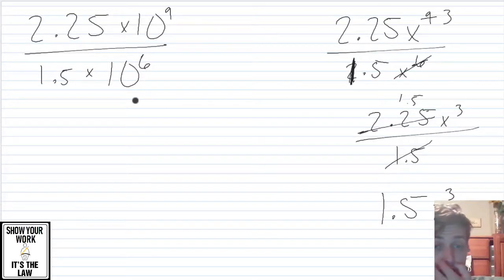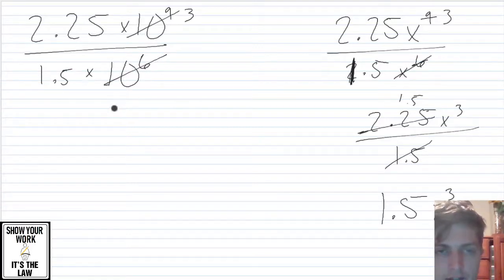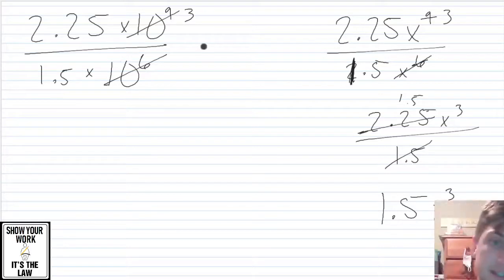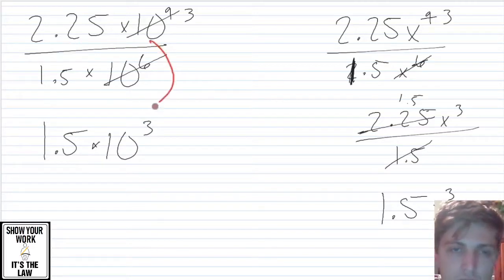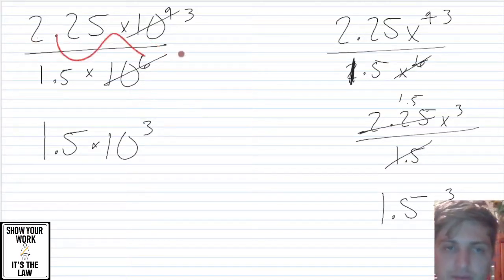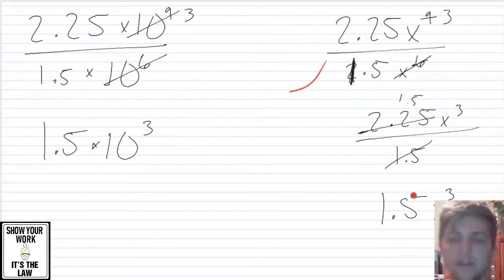So going back here, we can just cancel out our 10s because they're the same base, they cancel. So 9 minus 6 gives us 3 at the top. This goes away, and so now we're left with 2.25 times 10 to the power of 3, didn't mean to cross it out, divided by 1.5, and that would give us 1.5 times 10 to the power of 3. So it's one step in this case, as opposed to having to make them all big and then trying to divide those two big numbers.